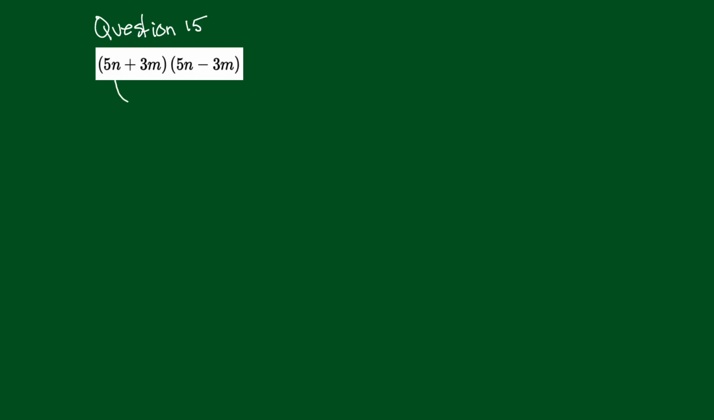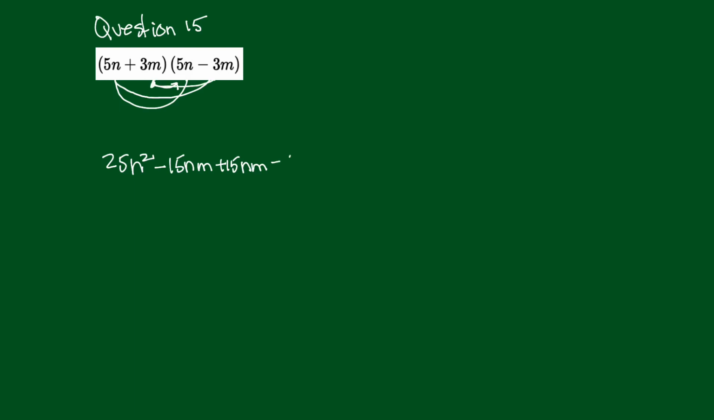So write up 5n times 5n, 25n squared. Now over here, 5n times negative 3m. So 5 times negative 3 is negative 15. I've got an n and an m being multiplied. Now move over here. 3m times 5n is plus 15. I'll write in alphabetical order, mn, actually I'm going to write it this way, nm.